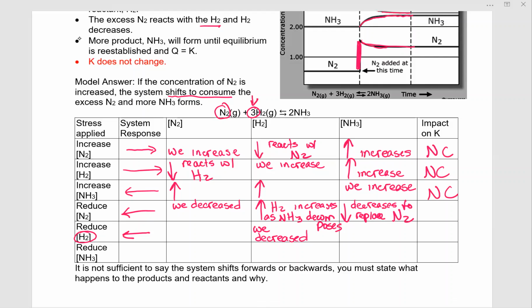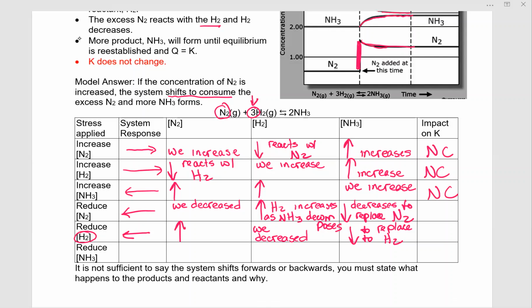The ammonia has to decrease to replace the hydrogen. And the nitrogen is going to increase.